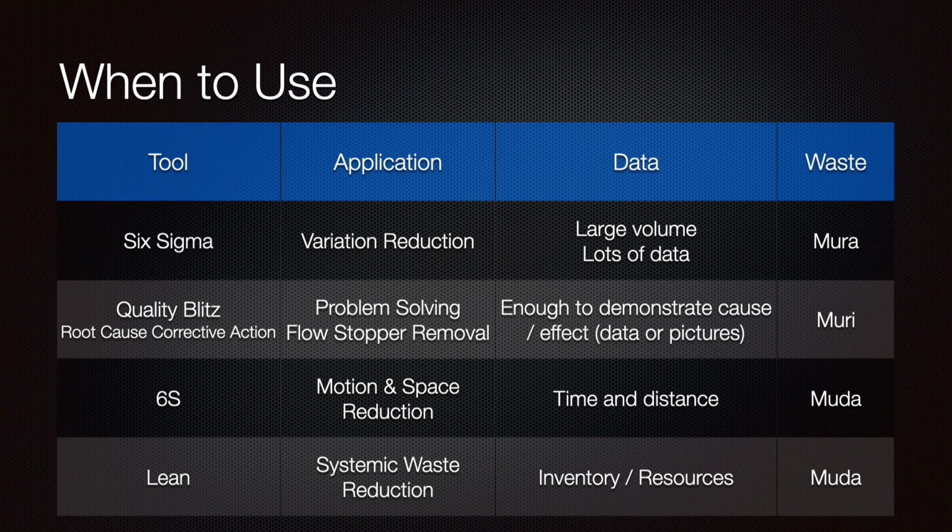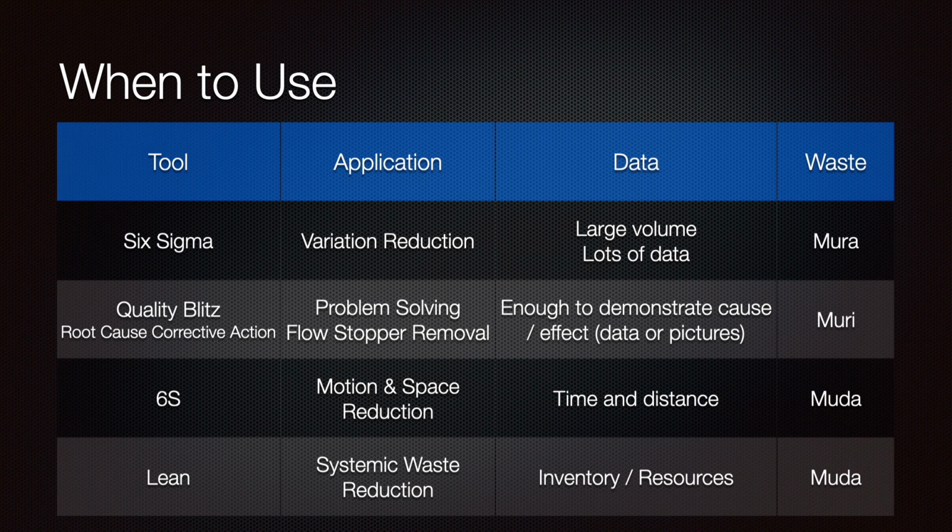Usually in terms of data, really what you're trying to do is demonstrate cause and effect. And so a lot of times pictures are actually more useful than this. Data can be valuable here too, but a lot of times, like I said, you'll use pictures more than anything. And again, this is to address the waste of Muri, overburden, unreasonableness. Those defects cause a lot of issues in the process, so we're trying to remove that type of waste.